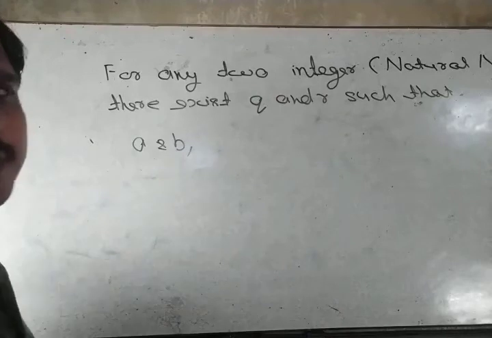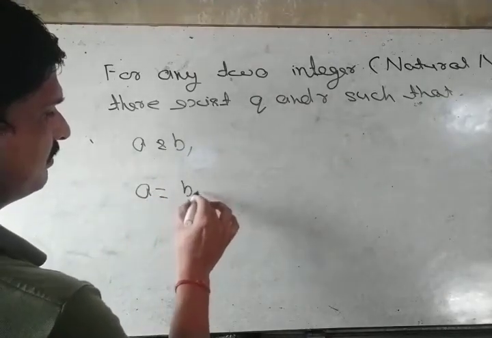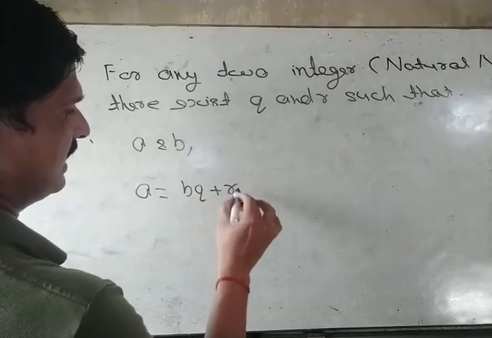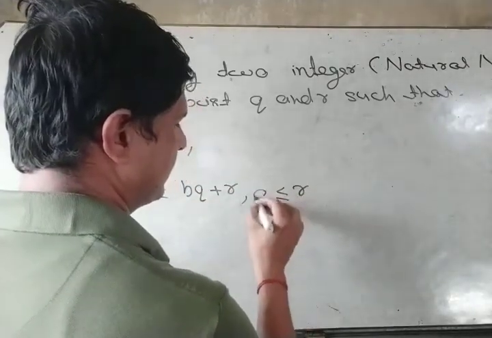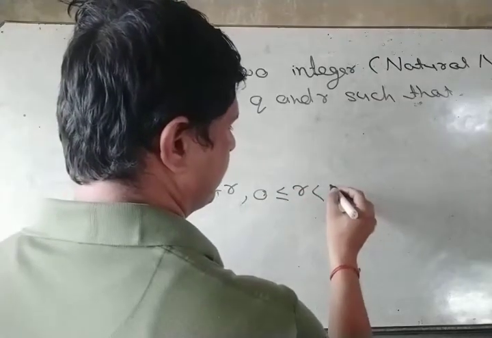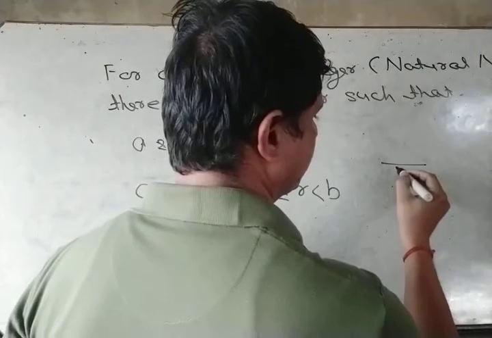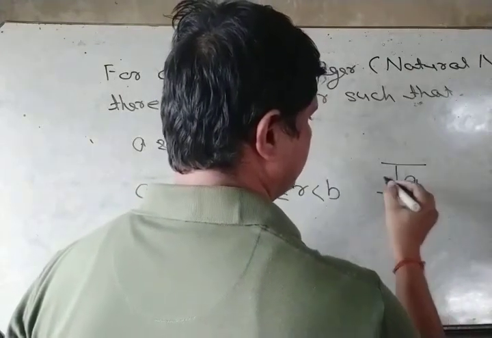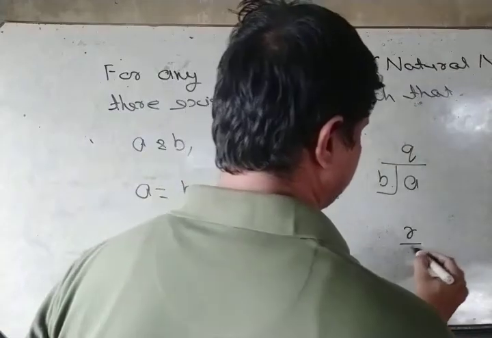So for any two positive integers, let us take A and B, there exist Q and R such that A equals BQ plus R, and R is always, please take care of R. It means when we divide A by B, we get Q and we get R.